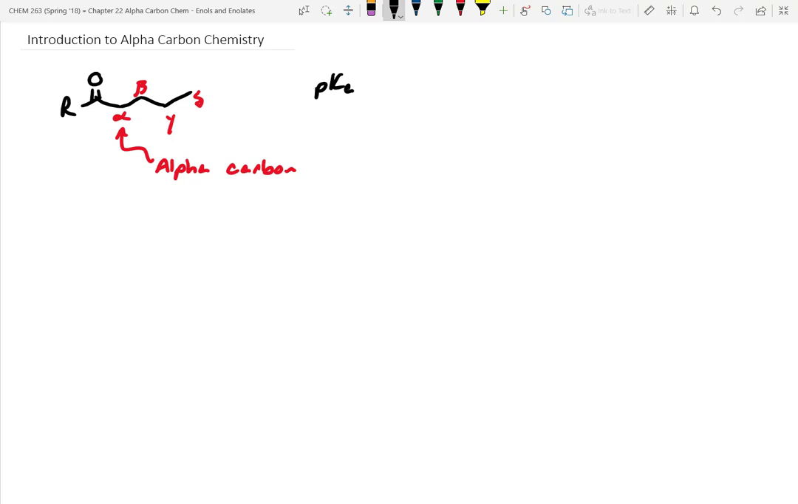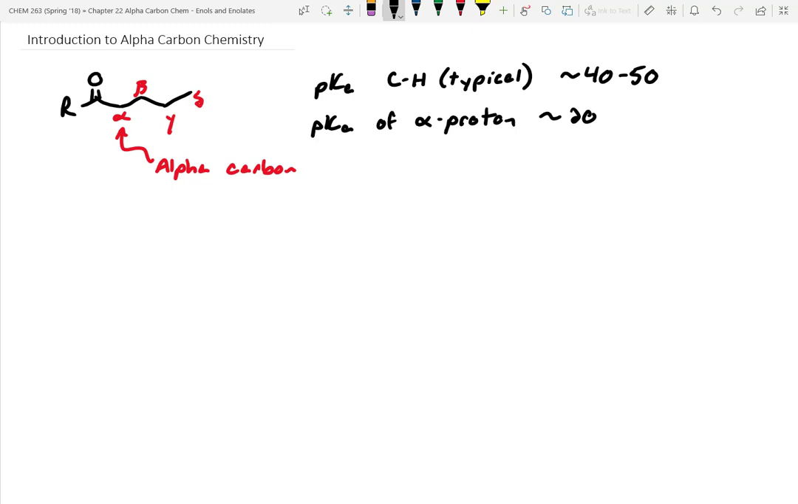If you think about the pKa of a CH bond, a typical one, meaning not an alpha one, typically they fall in the 40 to 50 pKa range. So they're really, really crummy acids. The pKa of an alpha proton is typically around 20. It can vary depending on how much resonance stabilization is there. So for example, if you've got an alpha proton in between two carbonyl groups, those are even more acidic. But the general alpha proton pKa range is about 20.